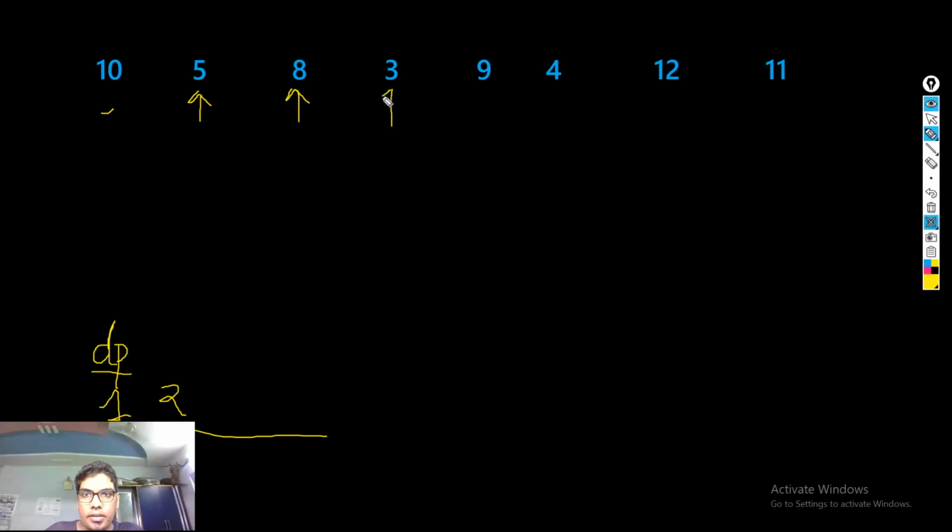Where is this 3 inserted? The 3 should be inserted in the beginning, so you remove 5 and you insert 3. So there's 3 and 8. Where should this 9 be inserted? This 9 should be inserted after the 8. So you make another element and you insert 9 here, right?